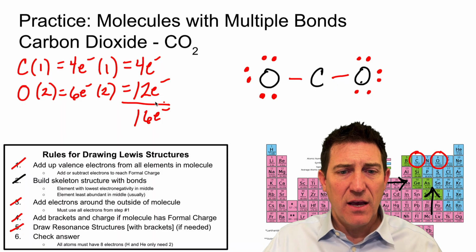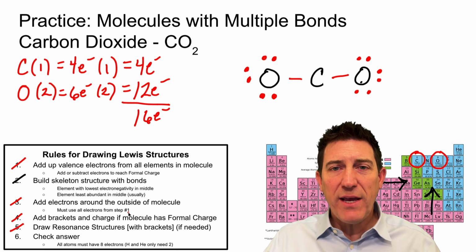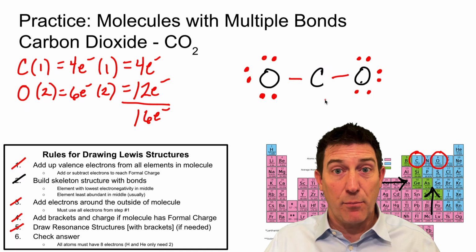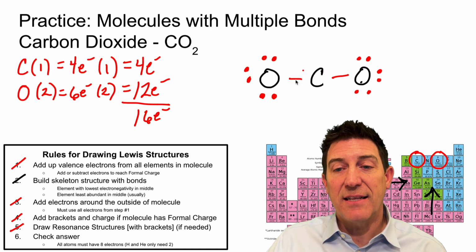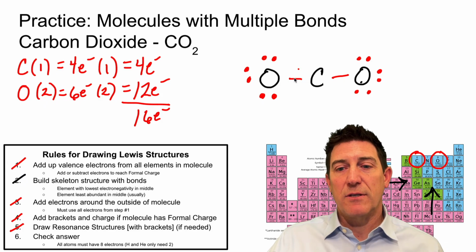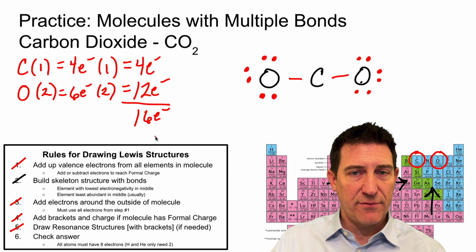Well, I've already used 16 electrons. Right here it says we have to use all of them from step 1, but we can't just bring more electrons in and start putting them anywhere we want. So here's what we do. I say that this is what I use with my students. I say that this carbon is unhappy and I've run out of electrons.